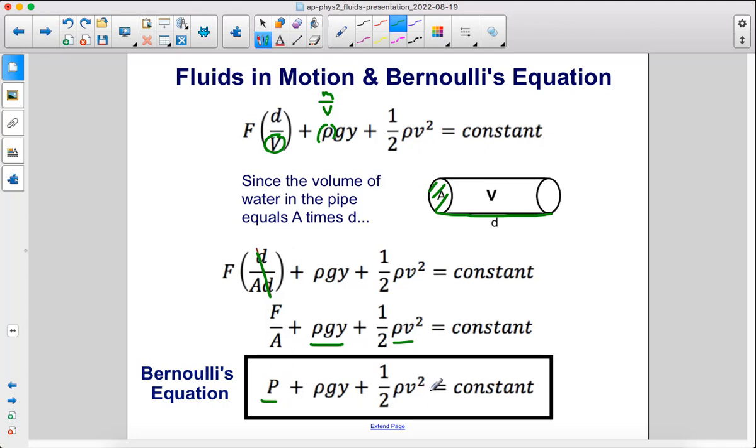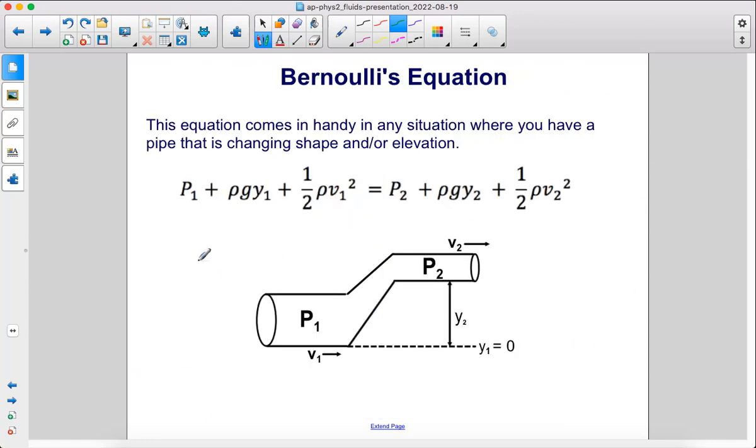And here we have Bernoulli's equation, which is the main equation you will use when you are doing fluid dynamics problems. This right here remains constant as a fluid flows through a pipe. This equation comes in handy in any situation where you have a pipe that is changing shape and/or elevation. So here we have fluid flowing through a wide pipe and then it goes up and it gets narrower. In this sort of situation, you will be using Bernoulli's equation.